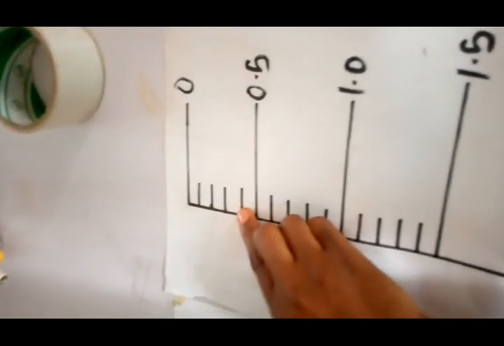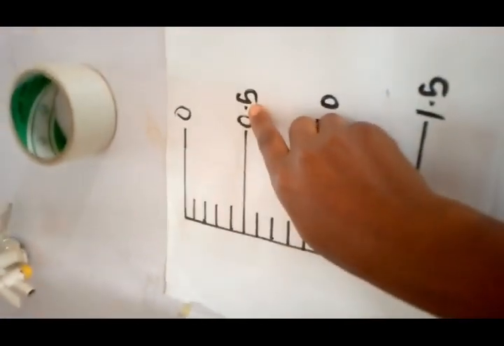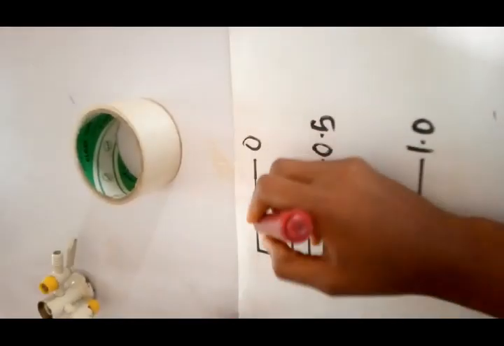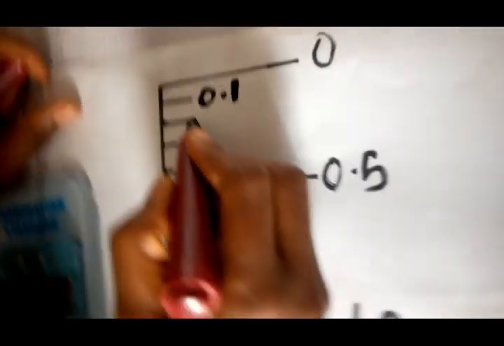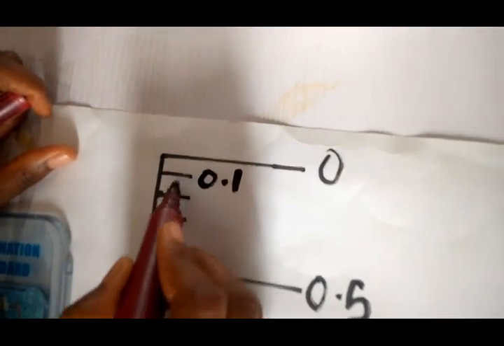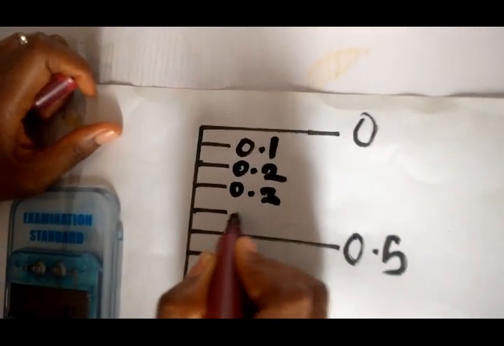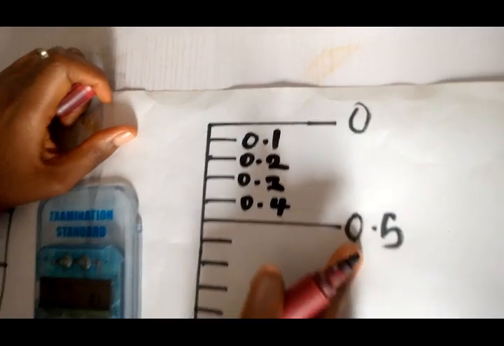1, 2, 3, 4, 5. So this is 0.5, then 0.5 divided by 5. And 0.5 divided by 5 is 0.1. So that means this one is 0, then this is 0.1. So if the difference between each of these divisions is 0.1, then this one will be what? 0.2, then this 0.3, then this 0.4, then you have 0.5.